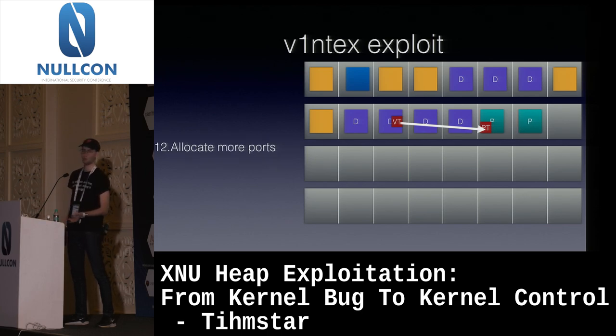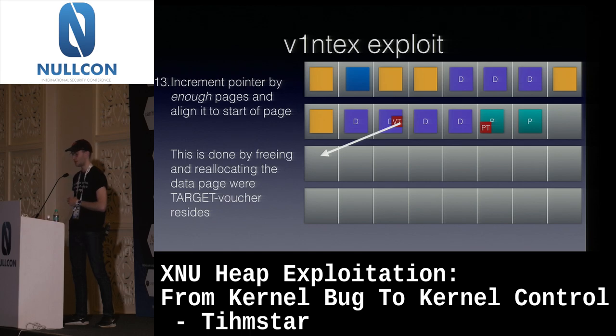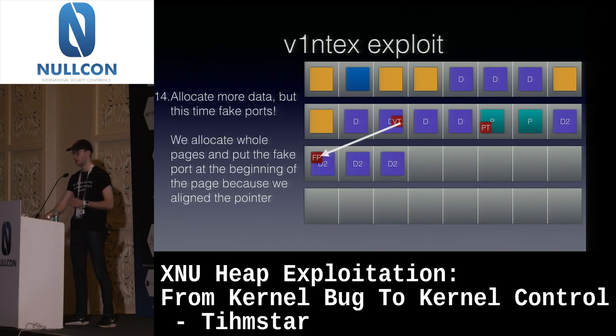What we're going to do is we allocate more ports. So next we want to increment the pointer by enough pages and align it to the start of a page. This is done by freeing the OS data and reallocating it back and hoping it falls into the same slot. This is how we modify the data in the VT thing. Then we hope it points to the start of an unused, unallocated page. Then we allocate more data, but this time fake ports, and we hope that the pointer we sprayed before now points to this fake port.